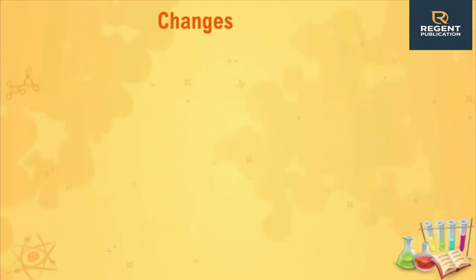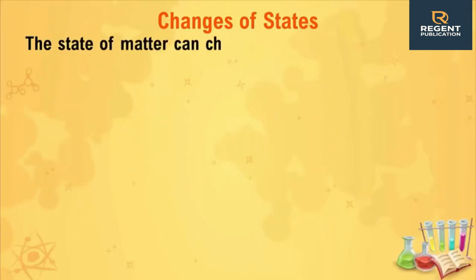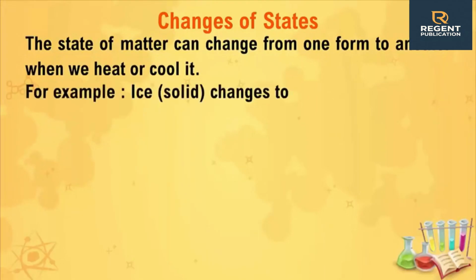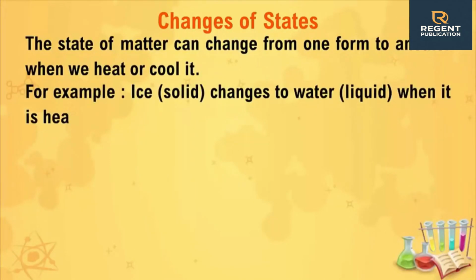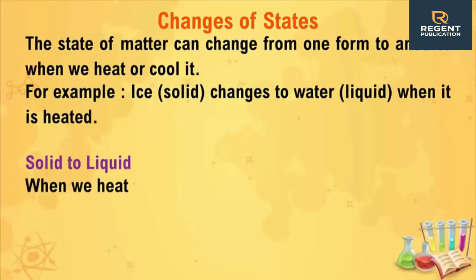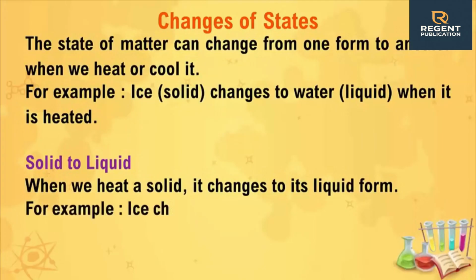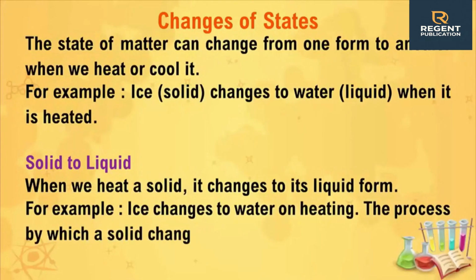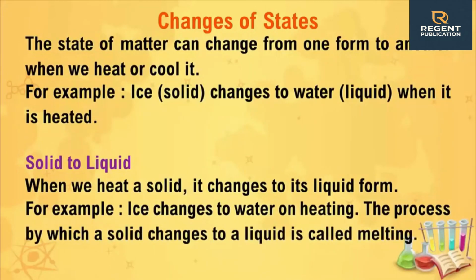Changes of state. The state of matter can change from one form to another when we heat or cool it. For example, ice, a solid, changes to water, a liquid, when it is heated. Solid to liquid. When we heat a solid, it changes to its liquid form. For example, ice changes to water on heating. The process by which a solid changes to a liquid is called melting.